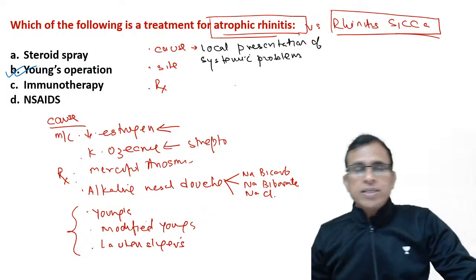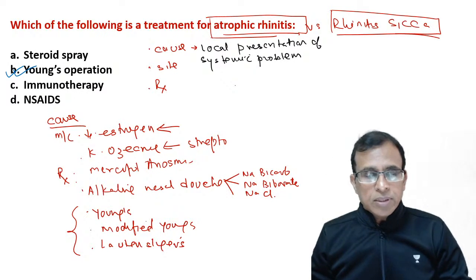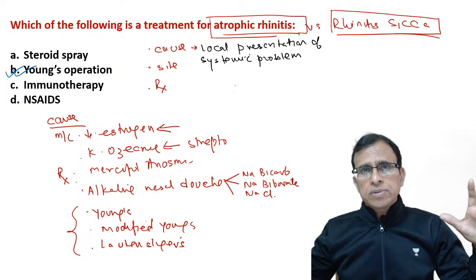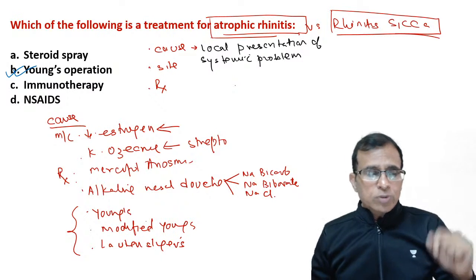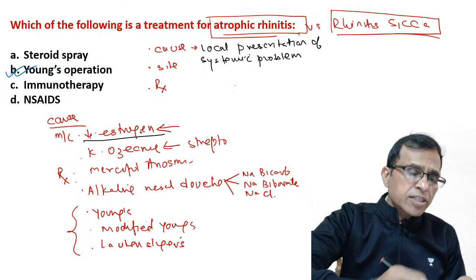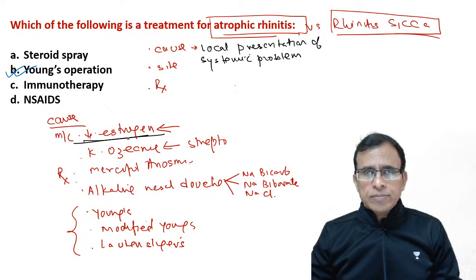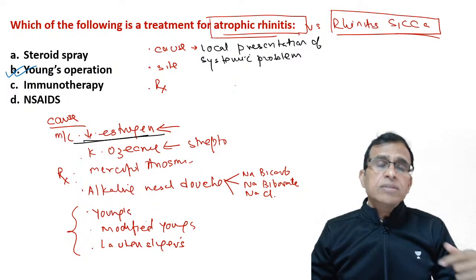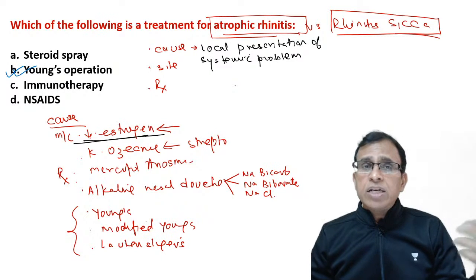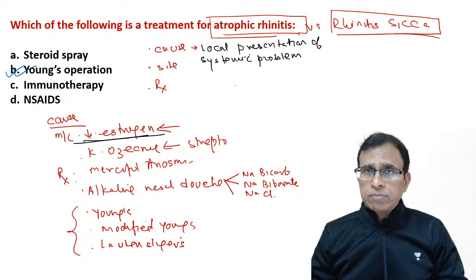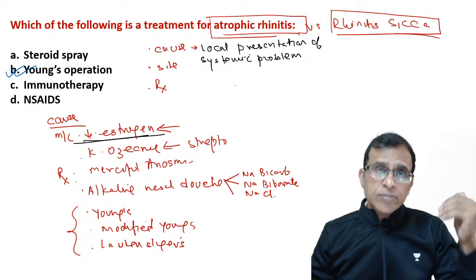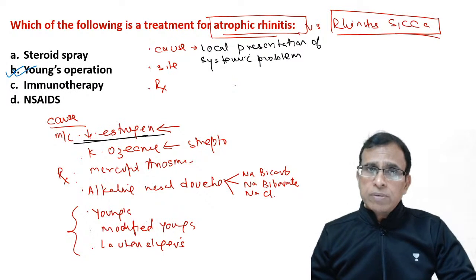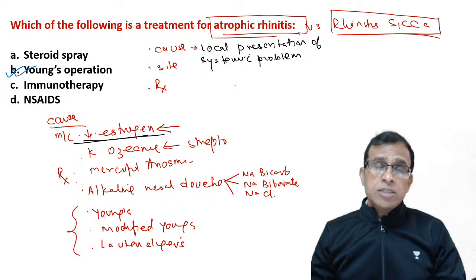It's a local presentation of some systemic problem. So there's some systemic problem, disease, and in the nose there is a presentation. So what is the systemic problem? See, if it is decreased estrogen, it's a systemic problem, right? Then vitamin D deficiency is a systemic problem, can lead to atrophic rhinitis. Then some racial groups have atrophic rhinitis very common, so it's a racial problem. So that's why I say autoimmune condition or a systemic problem.